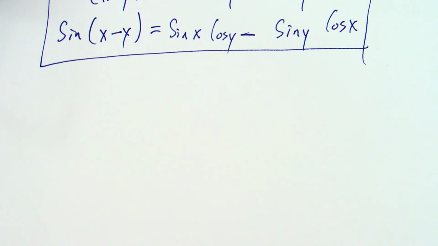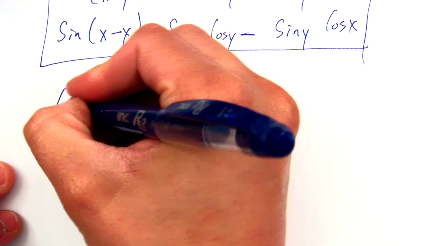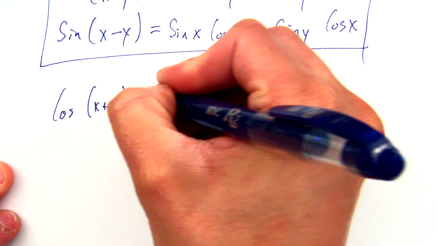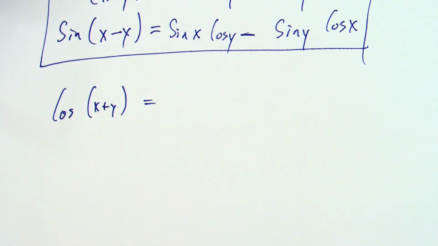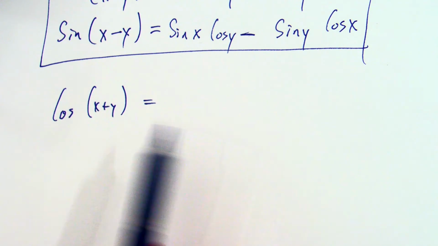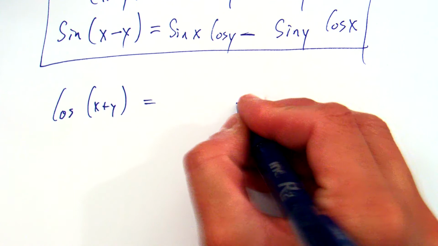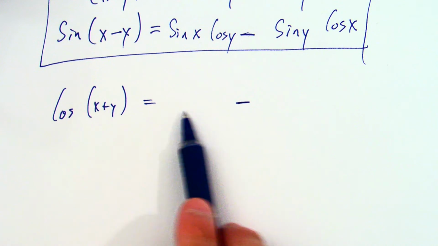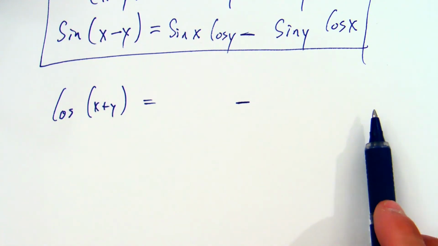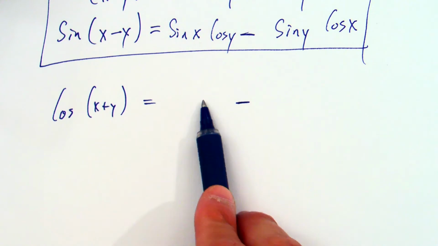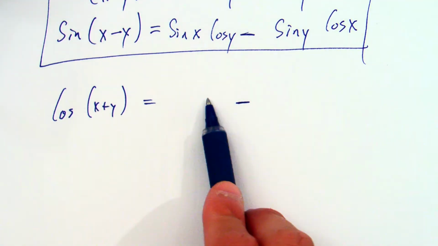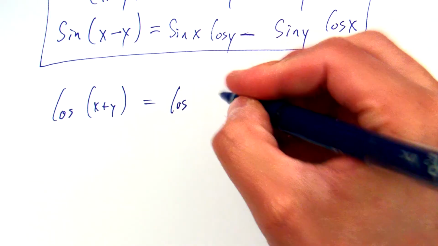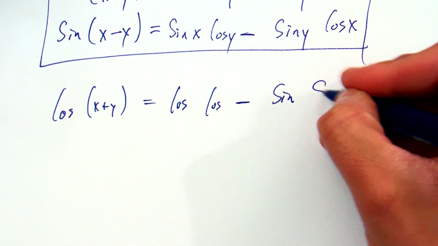Anybody need to see it still? Yes? No? Okay. Next we're going to do cosine. So the cosine of x plus y. Cosine is the one that changes its sign. So if this is positive, the cosine changes to negative. And then it's kind of like a little game. It goes cosine, cosine, sine, sine. Cosine, cosine, sine, sine.